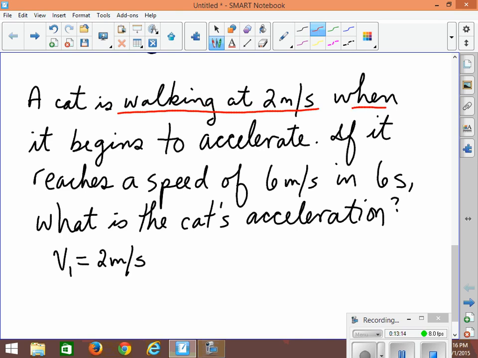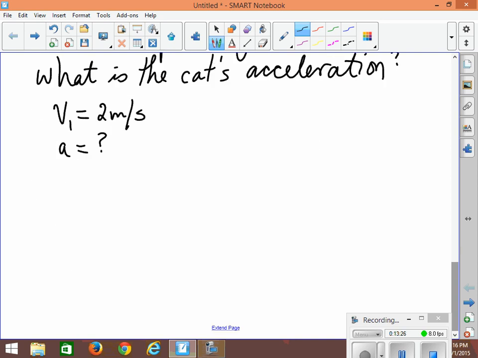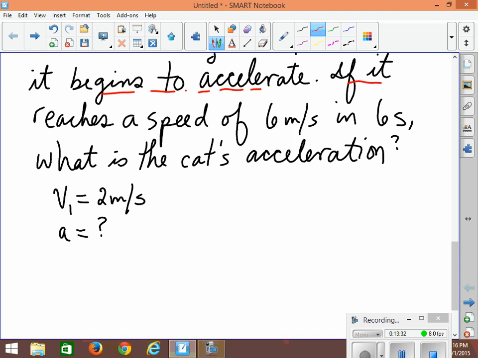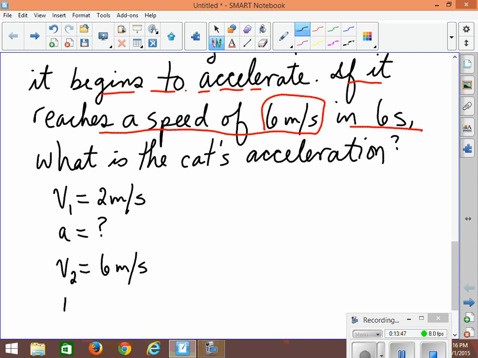Then I keep reading when it begins to accelerate. Well, that tells me there's going to be an A involved in this, but it doesn't tell me what it is. So I'll put a question mark for that. Then, if we keep reading, we see that it says, if it reaches a speed of 6 meters per second, that tells me that's the second speed in the question. So I'll write down v2 is 6 meters per second. And then it says in 6 seconds, which is telling me that the time is 6 seconds. And then, of course, what is the acceleration? Well, it's telling me that that's what I have to find.